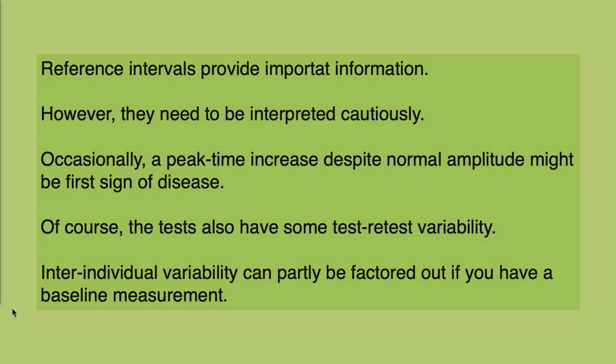Occasionally, a peak time increase despite normal amplitude might be the first sign of disease. Sometimes simply processing is a bit slower, but still the amplitude is pretty high. And we see that sometimes in, for example, photopic ERGs.